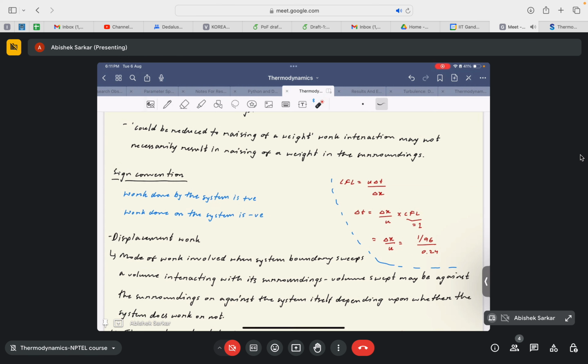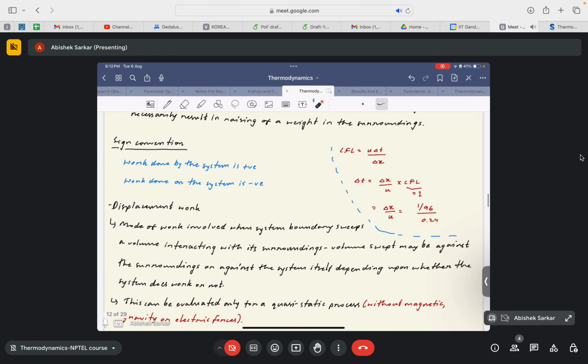Okay, so once again, the work done by the system is taken to be positive, and the work done on the system is taken to be negative. Okay, so the work done by a system upon the surrounding or other system that it is interacting with would be taken to be positive for the particular system that we are concerned with. Similarly, the work done on the system is taken to be negative, and the work is done on the system by the surrounding or the different systems that it is interacting with.